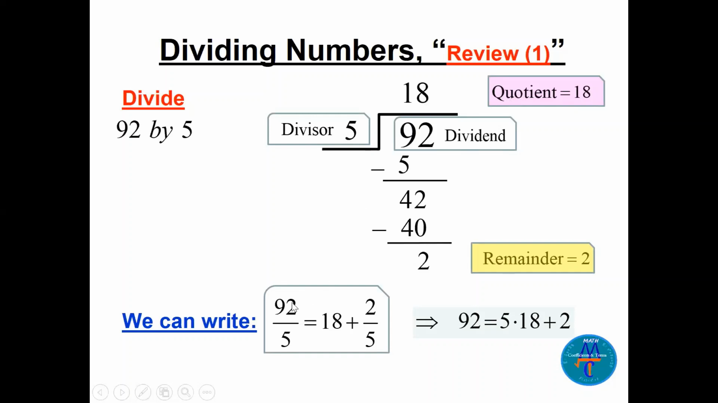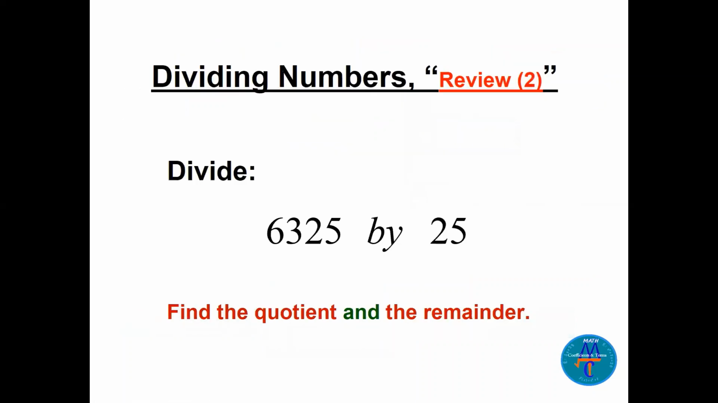Now, a simple thing here: we can write 92 divided by 5 is equal to 18, which is the quotient, plus 2, the remainder, over the divisor. Or if you multiply by 5, you get 92 is equal to the quotient 18 times 5, the divisor, plus the remainder. So you can write it any way you like. You can write quotient is 18, remainder is 2. I put this example here just to remind you of the way we divide, because we are going to divide polynomials in x. That's another example as review 2.